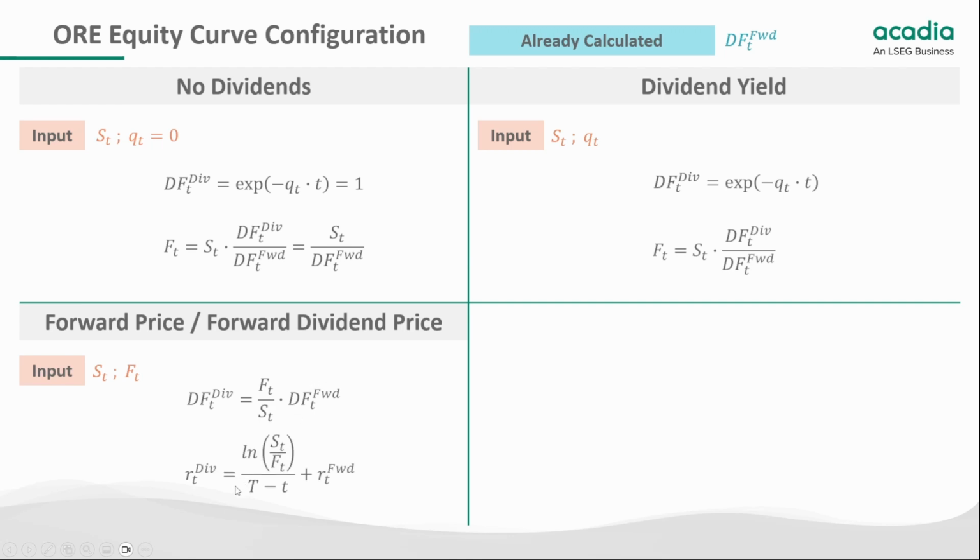Alternatively, you can now calculate the dividend rate first, and then from it calculate the dividend discount factor, which is what we have in the Excel. Both forward price and forward dividend price work in the same way, but forward price is the one usually used.